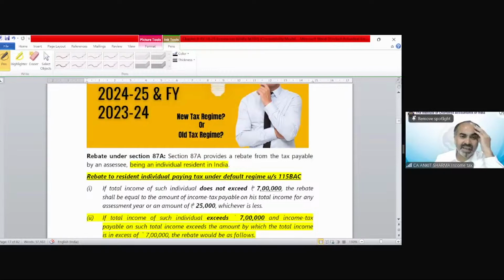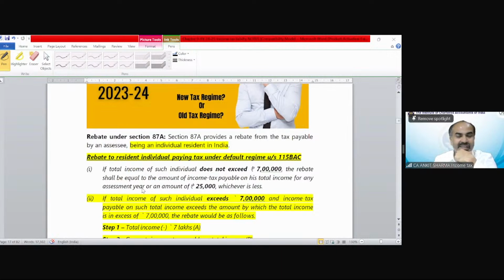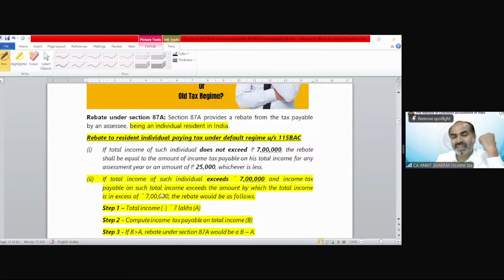Rebate under section 87A. Section 87A provides a rebate from the tax payable by an assessee being an individual resident in India. If total income of such individual does not exceed 7 lakh rupees, the rebate shall be equal to the amount of income tax payable on his total income, or 25,000, whichever is less. No problem till here, but the second point started a new controversy, or we can say a new complex situation. If total income of such individual exceeds 7 lakh rupees, and income tax payable on such total income exceeds the amount by which the total income is in excess of 7 lakh, the rebate would be as follows.